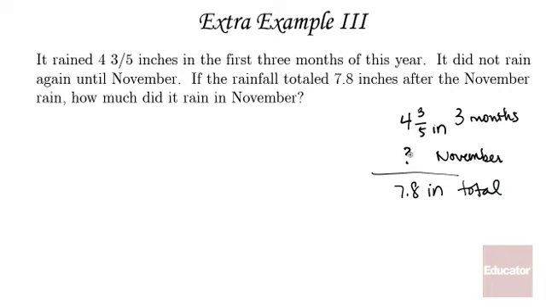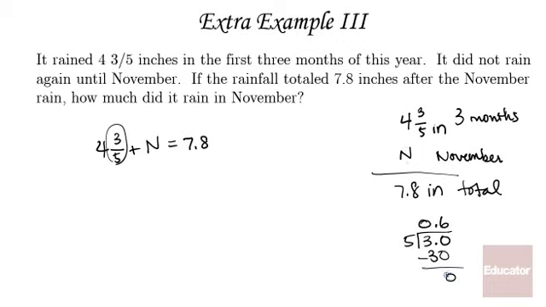So let's call what we don't know here N for rain in November. So 4 3/5 plus N equals 7.8. I'm going to take this 3/5 and make it into a decimal so that I can work with all the rational numbers being in the form of decimals. 5 doesn't go into 3, but it will go into 30 perfectly 6 times. So my decimal out front now is 4.6 plus the amount of rain in November would give me the total rain up until that point, which is 7.8.